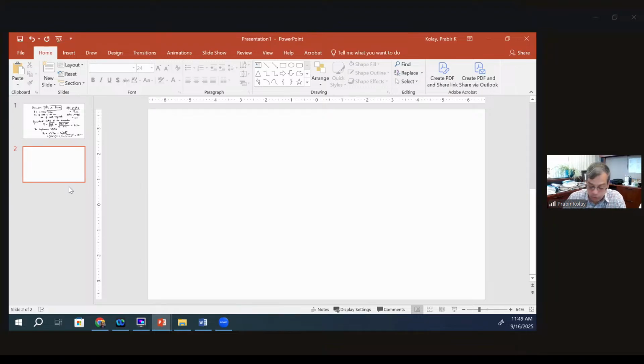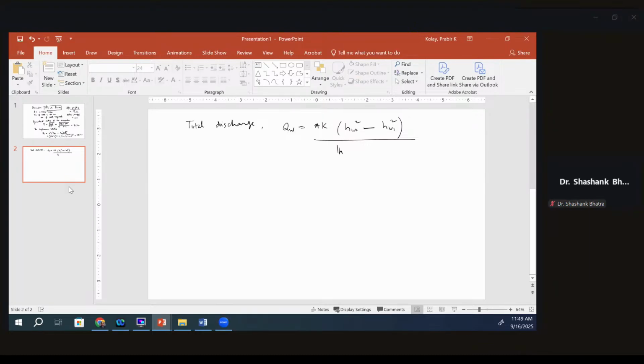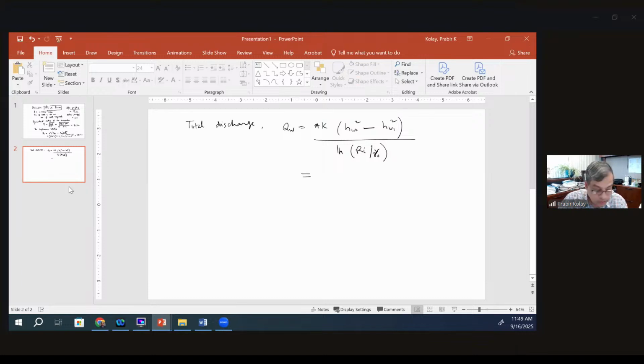I'm so sorry. So then the total discharge you can calculate. Total discharge is Q, using this equation again: pi times k times (hw0 squared minus hw1 squared) divided by ln(ri divided by r naught). Can you read whatever I'm writing? Yes, sir. So, not very good, but anyway, this is pi times k.